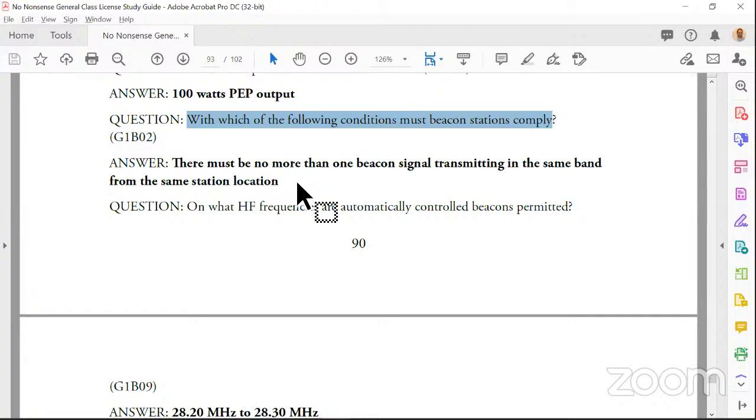So if you have a beacon on, let's say, 40 meters, for example, you cannot have another beacon on 40 meters, or let's say 10 meters. You cannot have two beacon stations at the same location. If you have to have another beacon station, it must be at another location.